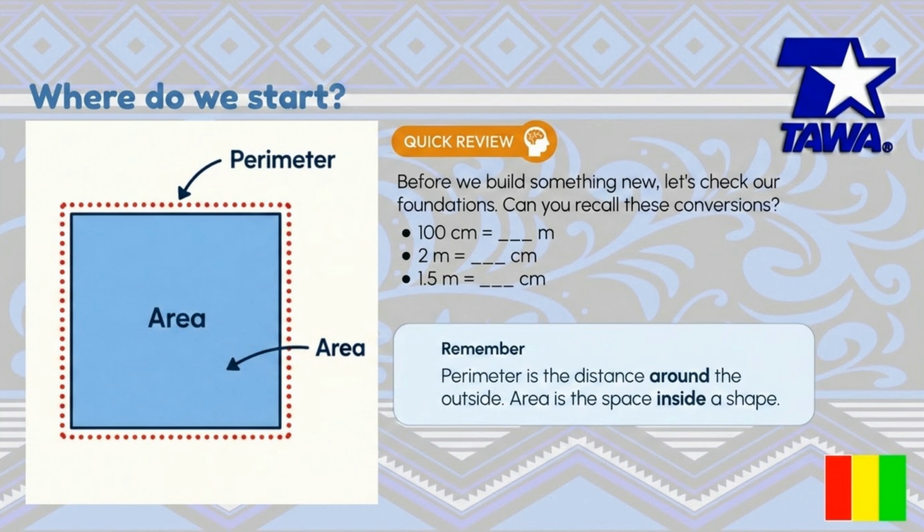Perimeter is the distance around the outside of a shape, and area is the space inside. Can you recall these conversions? 100 centimeters to m, 2 meters to cm, and 1.5 meters to cm?